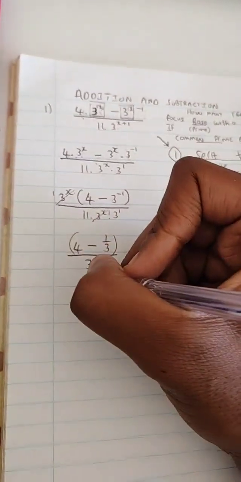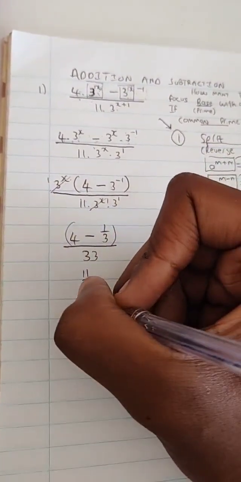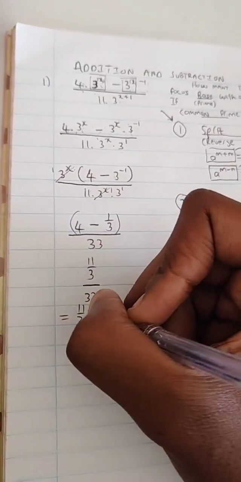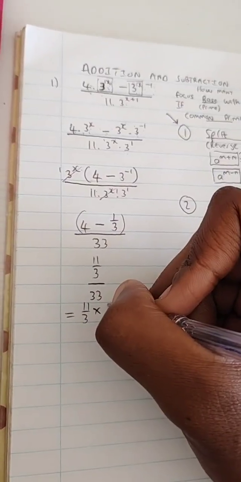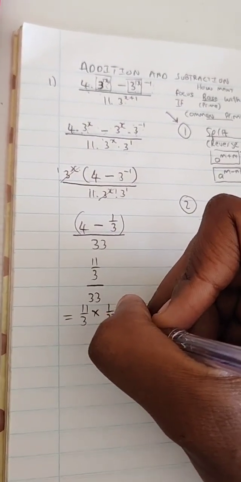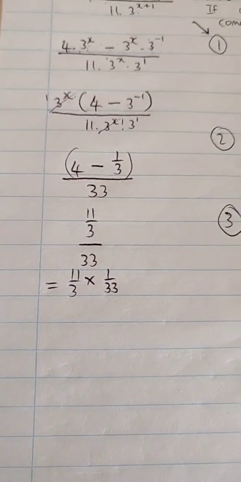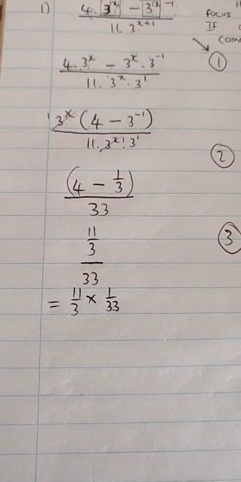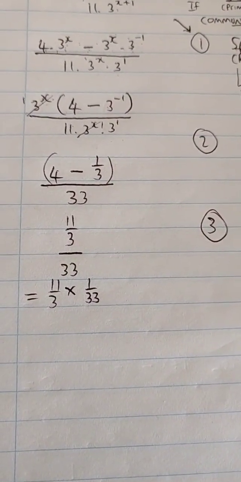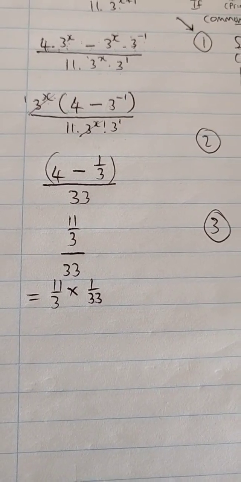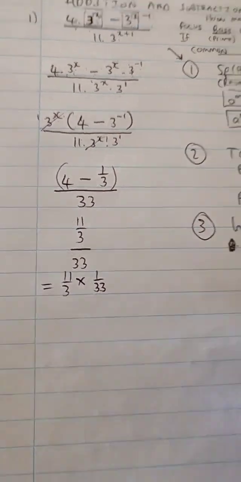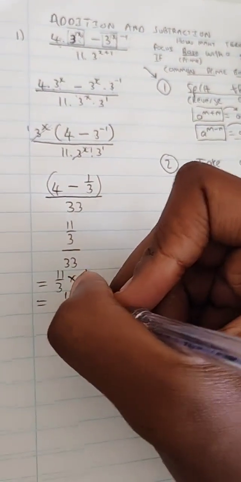You are going to have 11 over 3 divided by 33, which is simply 11 over 3 times what? Times 1 over 33. 11 over 3. And your final answer.